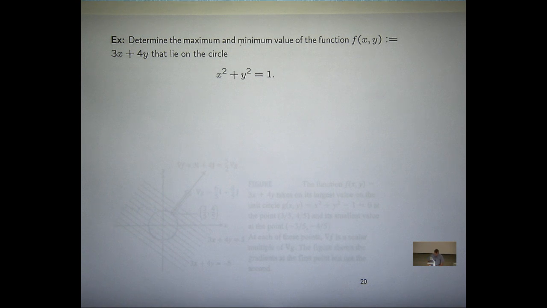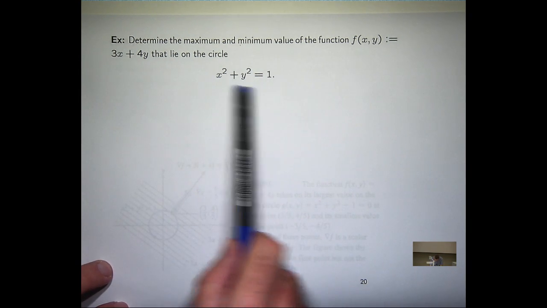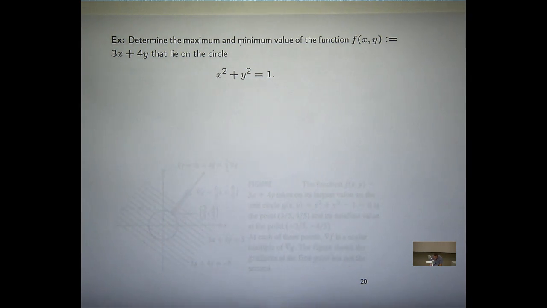Okay. Determine the maximum and minimum value of the following function that lie on this circle. So let's first of all geometrically think about what we've got. We've got a function f. What kind of function is f? What kind of surface will it lead to? What's the surface associated with that f? A plane. Yes, thank you. Okay, and what's the constraint equation? Well, it's just a circle, we're told.